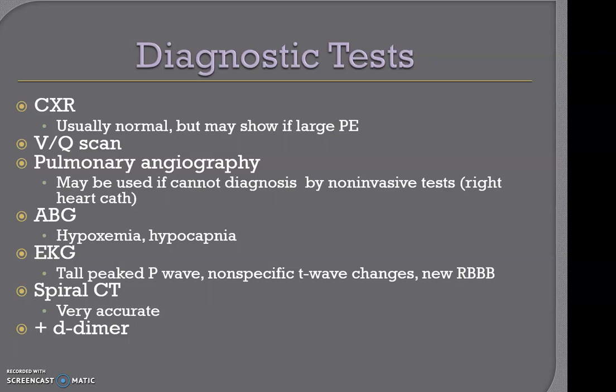A D-dimer may be drawn, not always. Some facilities do, some facilities don't. And if it's positive, it reveals that there's clotting taking place in the blood. And then the spiral CT, last but not least, is our gold standard now. Very accurate, very quick to perform and get the results.